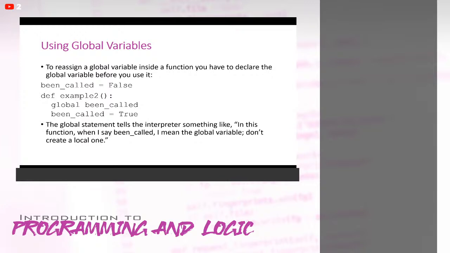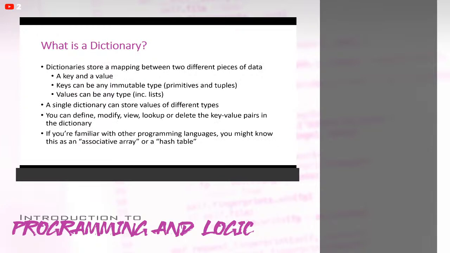So that's using global variables. Using global variables is relatively simple, but it is something that's going to come in handy, especially as we approach some stuff that we're doing. It's going to give us the ability to do some interesting problem solving and help us out in terms of what we need to do. So now we can move on to the next thing, which is talking about dictionaries.